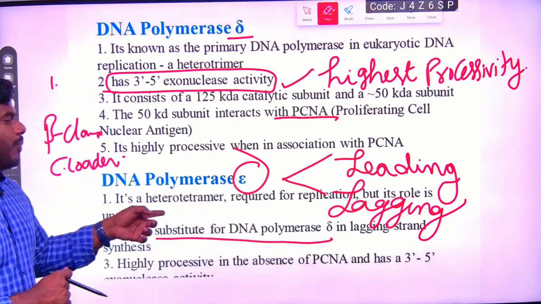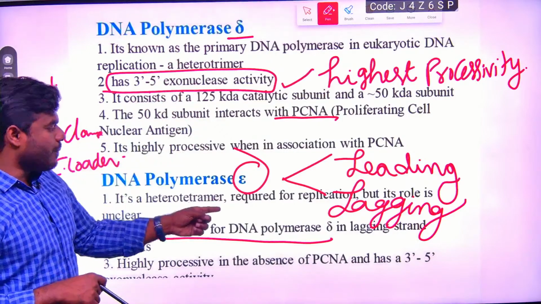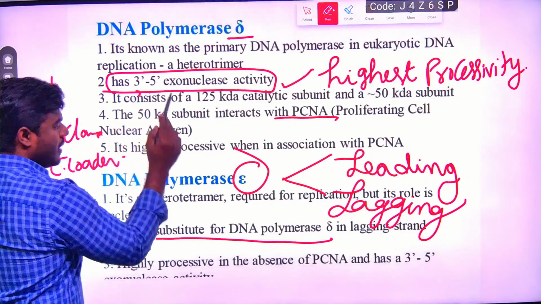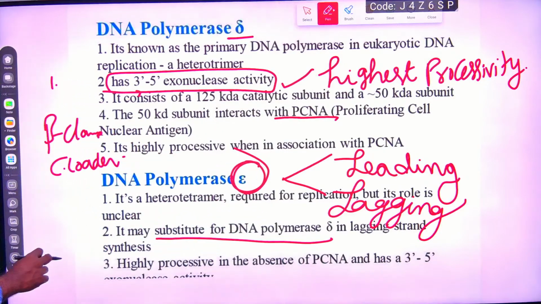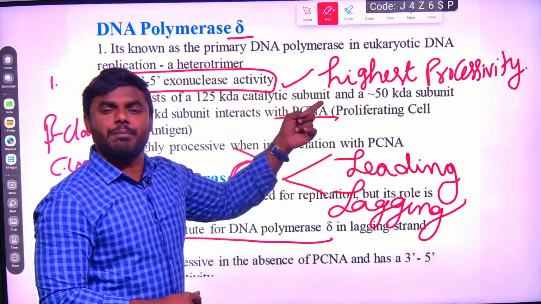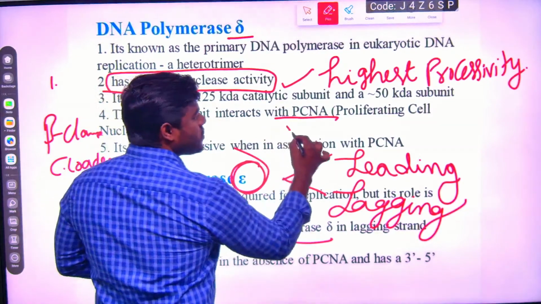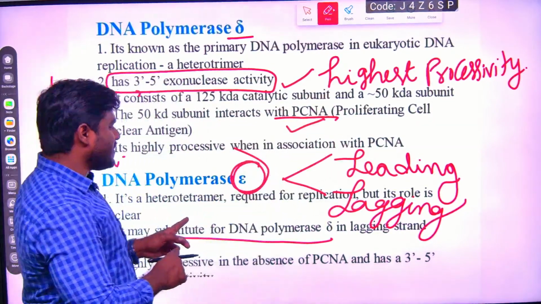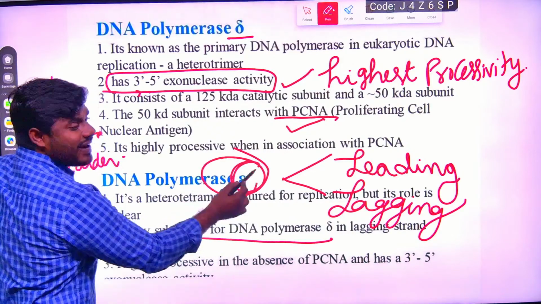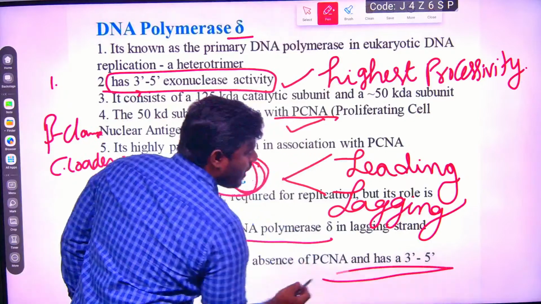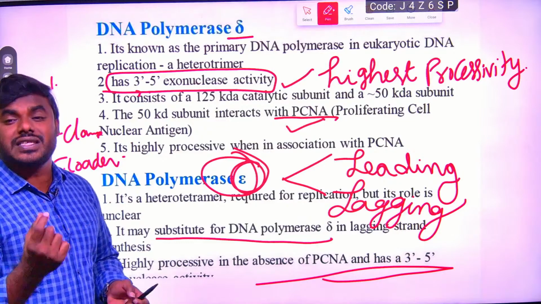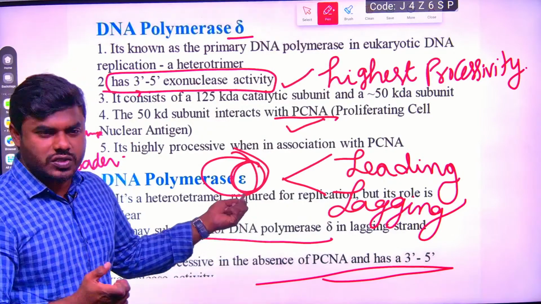The major point or difference between polymerase delta and epsilon: polymerase delta has proofreading activity, polymerase epsilon also has proofreading activity. Polymerase delta becomes highly processive only when it is associated with PCNA. But the speciality of polymerase epsilon is that even though it is not associated, it is still highly processive. That's an important point. So which of the following enzymes does not require PCNA, they will ask in the exam.